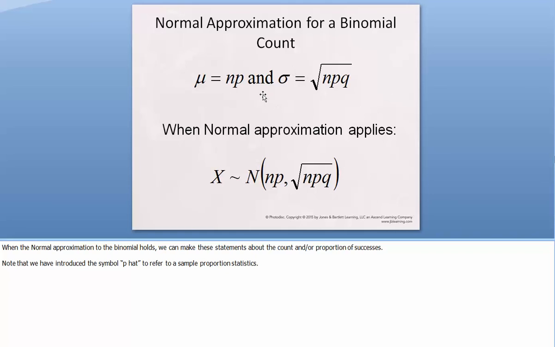So now here's the theory part. I mean, the practically useful theory part for normal approximation for a binomial count. For a binomial count, the mean is np, we know that. Count means number of successes, right? And sigma is the square root of npq. So when the normal approximation applies, we will say x, which is the number of counts, is normal with mean mu equals np and standard deviation square root of npq. It's really simple. You will get the mu and the sigma, which are the parameters for a normal distribution, using these formulas. That's all.